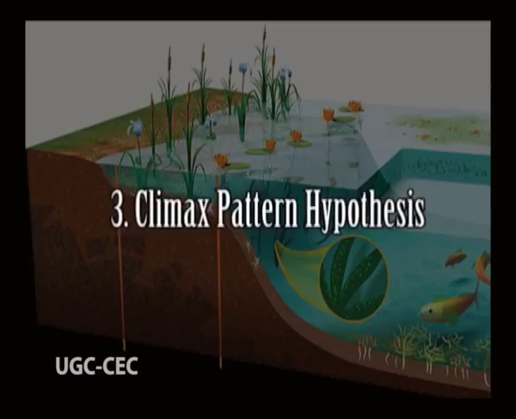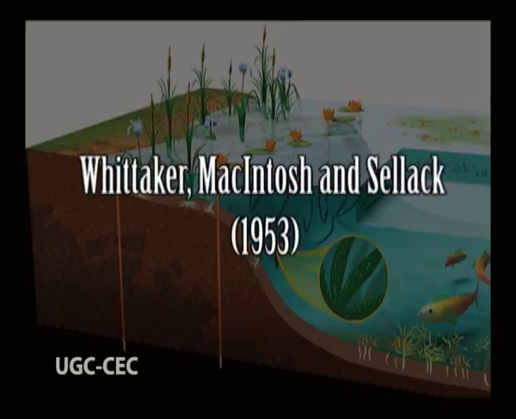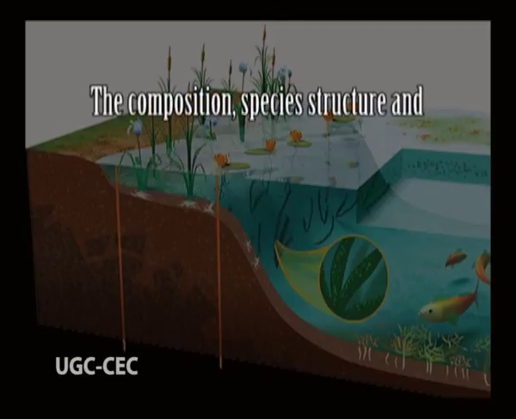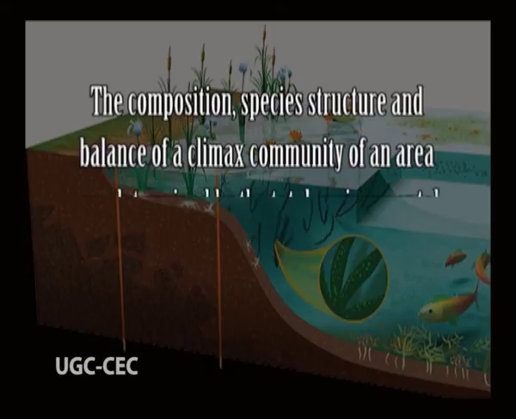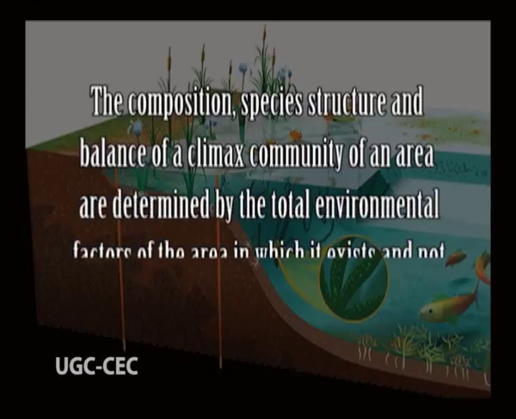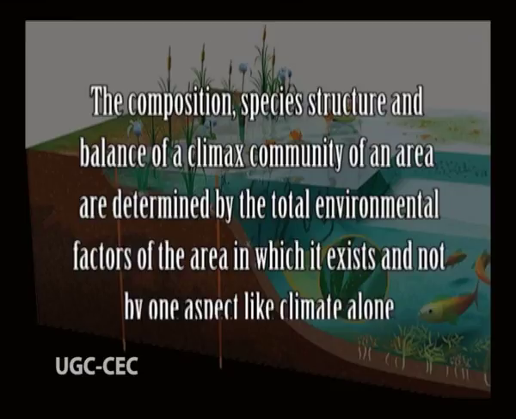Third one is the climax pattern hypothesis. This theory was developed by Whittaker, McIntosh and Slag in 1953. According to this theory, the composition, species structure and balance of a climax community of an area are determined by the total environmental factors of the area in which it exists and not by one aspect like climate alone.